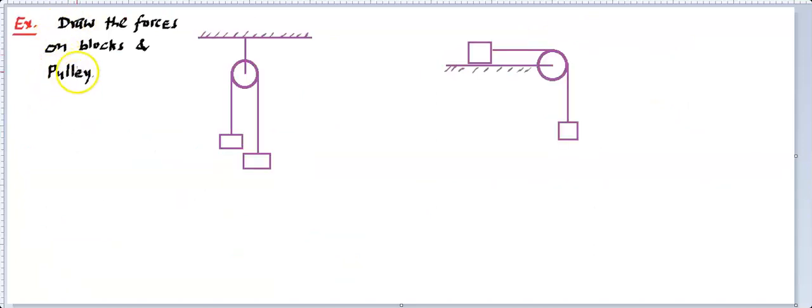Now let's take an example. In that example, we will try to show the directions of these tensions.